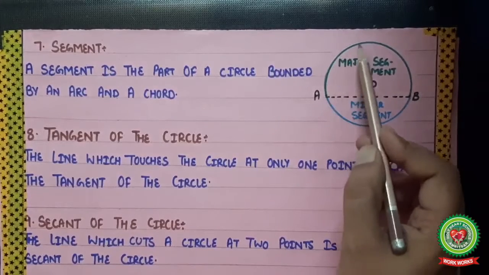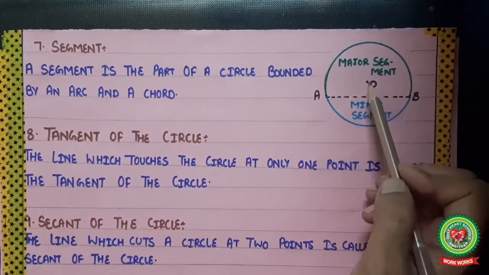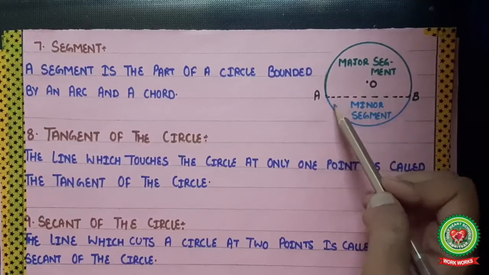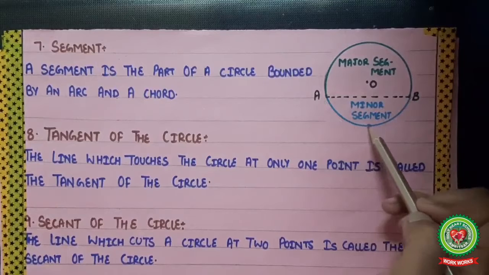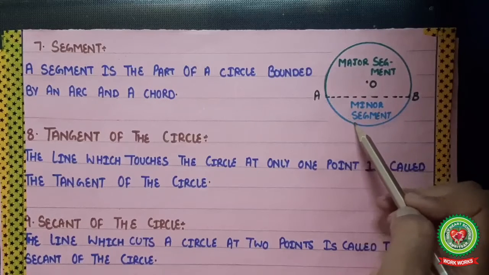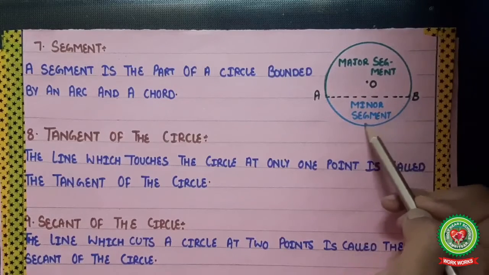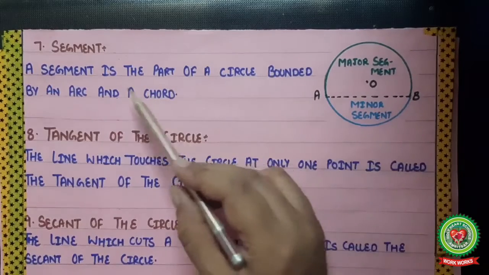Now this portion, this one, is major segment because it is more than the semicircle, and this portion which is bounded by this chord and this arc is known as minor segment because it consists of less than the semicircle. So this is the definition of segment.